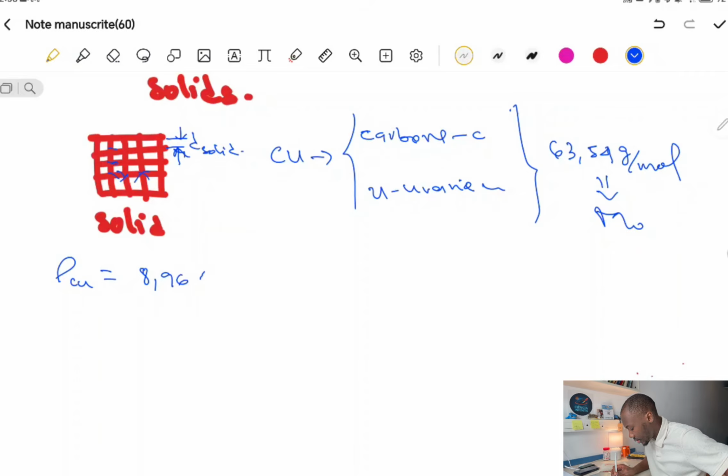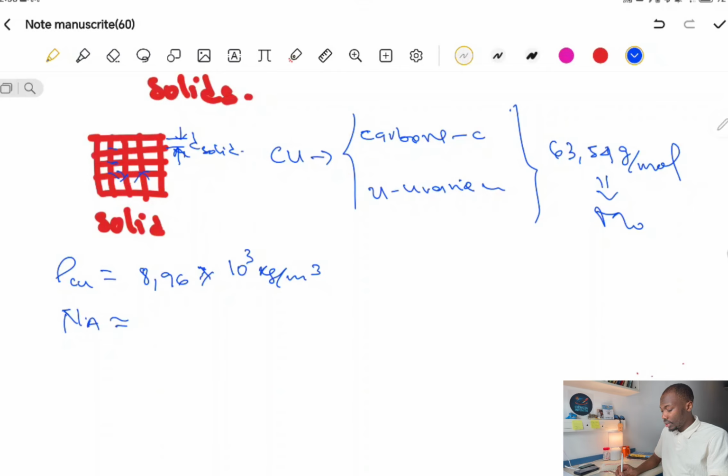Okay, and you can see as well that the mass density of copper is equal to 8.96 times 10 to the power of 3 kilograms per cubic meter. Okay, and the Avogadro number, that's a constant. We can find it in tables that were already measured in the laboratory. It's equal to 6.02 times 10 to the power of 23.